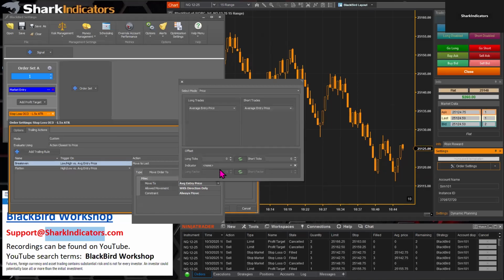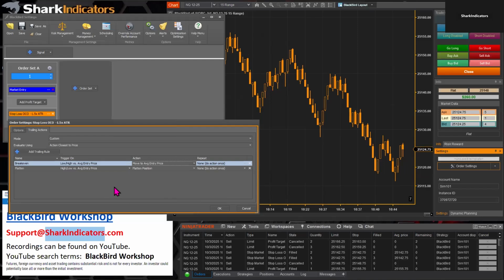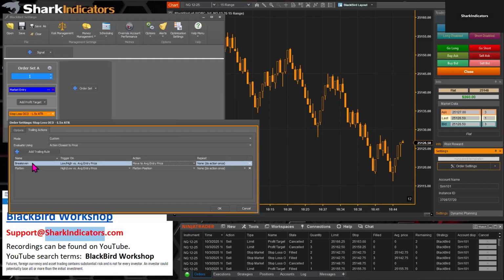And again, if you wanted to do a break even plus 1, there you go. You can just add 1 tick to the average entry price, or 2 ticks, if you want break even plus 2, whatever it is you want. So add a little tick offset. And once you move your stop loss to break even, that's a one-time action, so there's no repeat. So these aren't actual trailing rules. These are just one-time actions, so there's no repeat there.